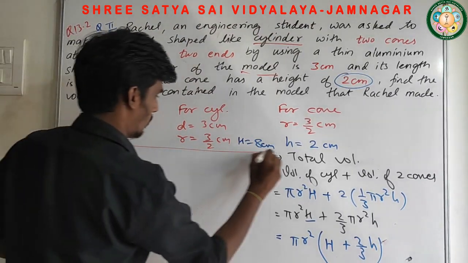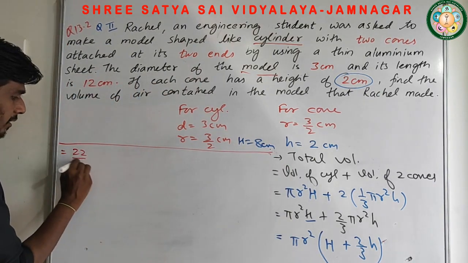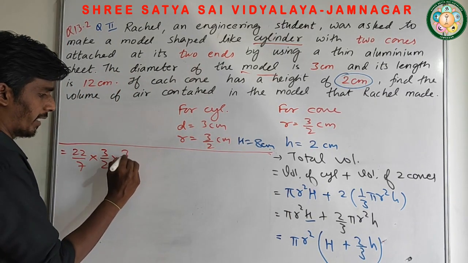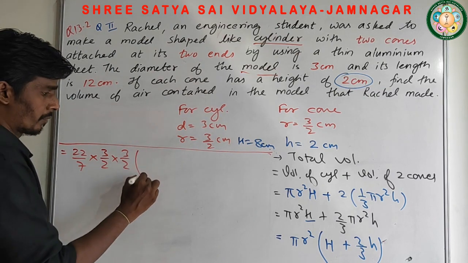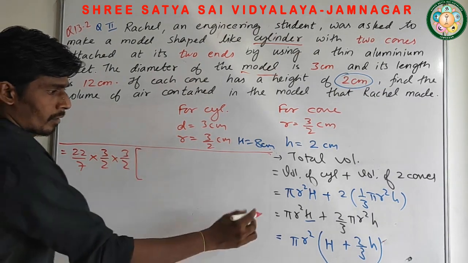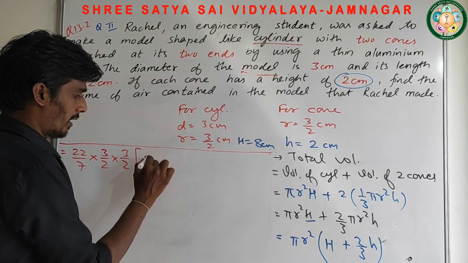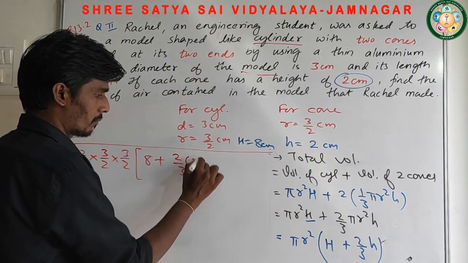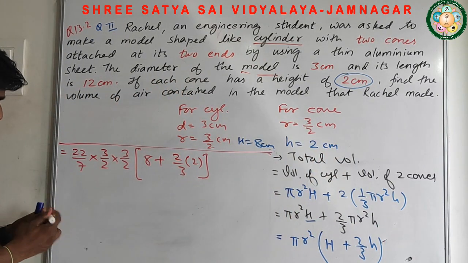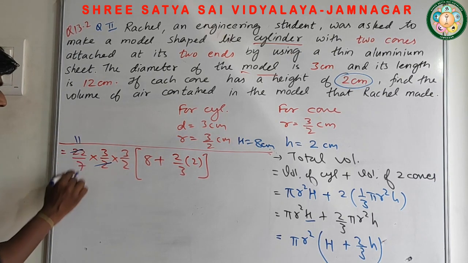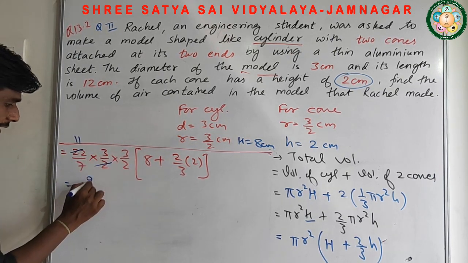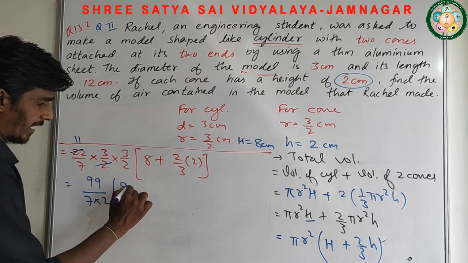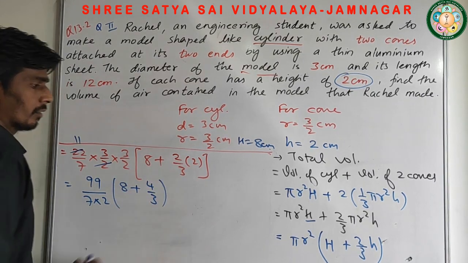So first of all, pi means 22 by 7. R square, what is the radius? 3 by 2. As it is squared, 3 by 2 into 3 by 2. Inside the bracket, capital H is how much? 8, plus 2 by 3. Small h is how much? 2. Is anything reducible here? Yes. 2 11s are 22, 33... 11 into 3 is 33, into 3, it's 99. 7 into 2. So inside it's 8 plus 4 by 3.